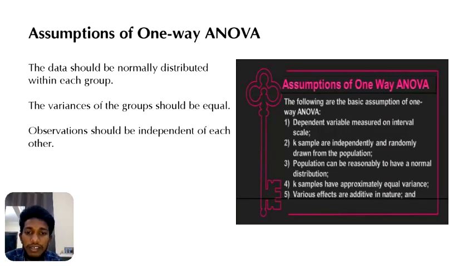Next topic, assumptions of one-way ANOVA. The data should be normally distributed within each group. The variances of the groups should be equal. Observations should be independent of each other.